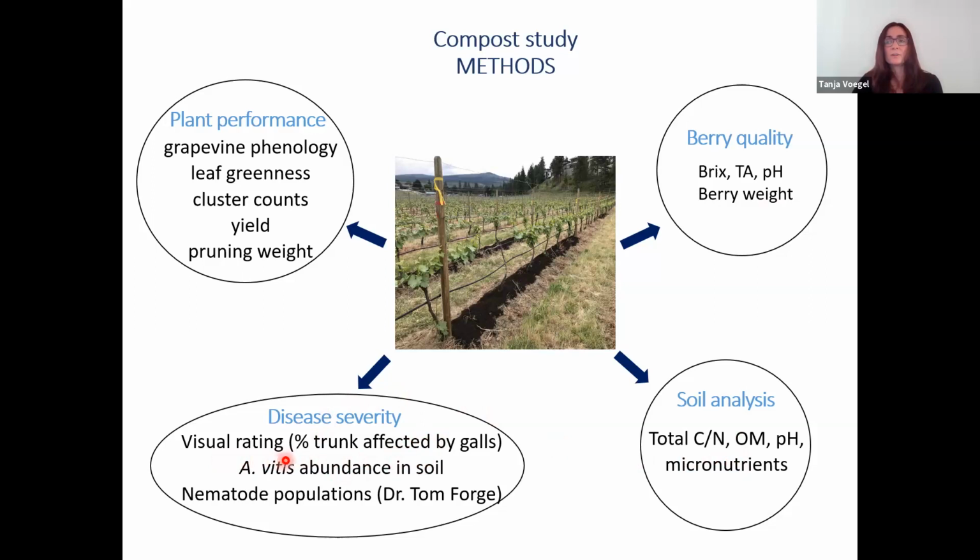So we visually rated all of the trunks for the percentage of galls. Then we did quantify the bacteria in the soil. And then Tom and his team did nematode population counts twice a year. They also helped with application of the compost and taking all the soil samples.